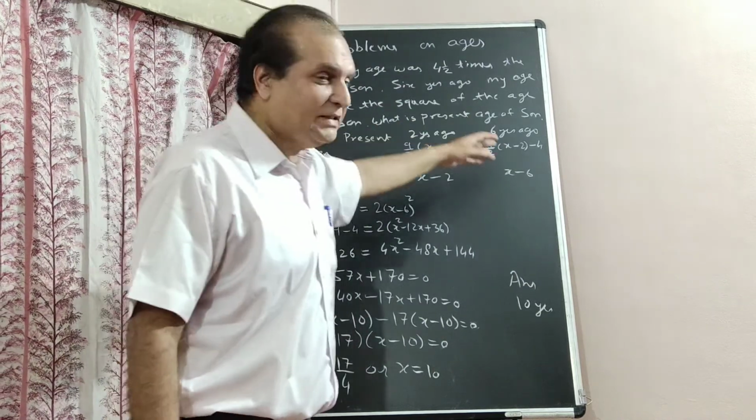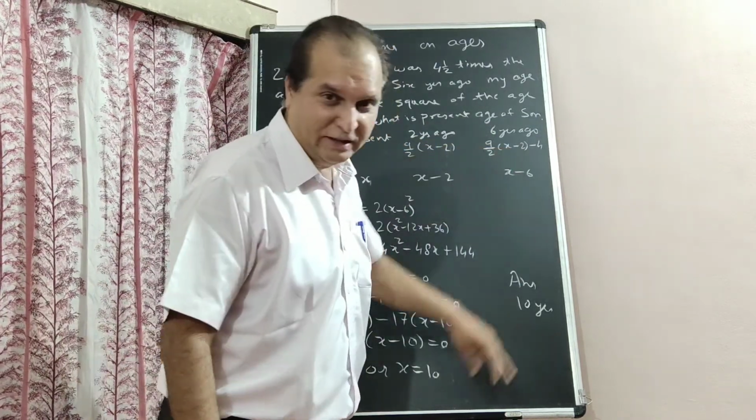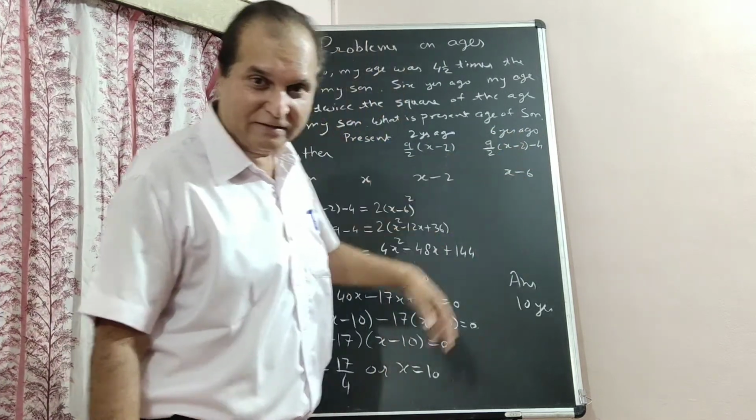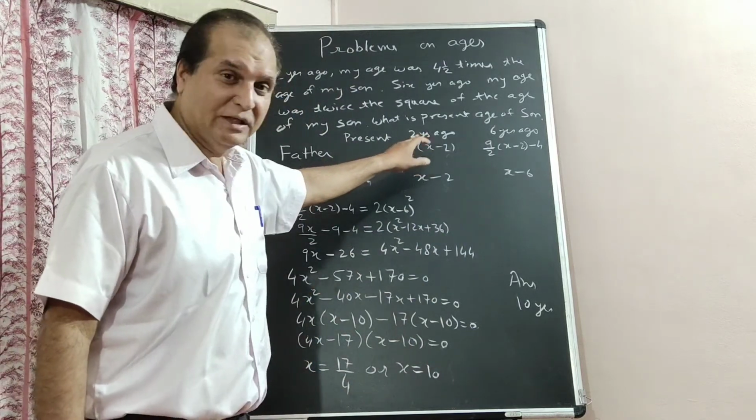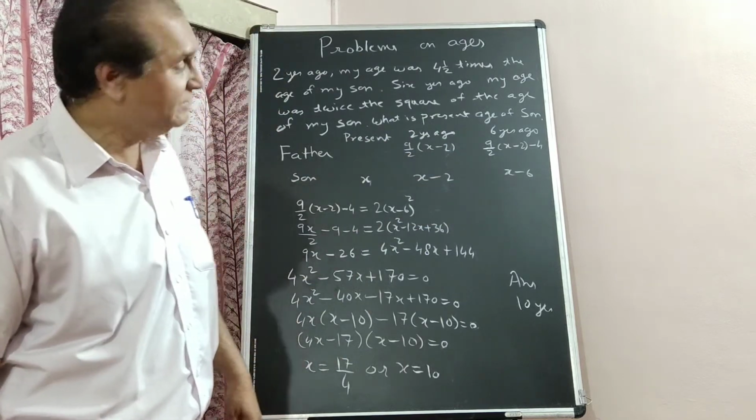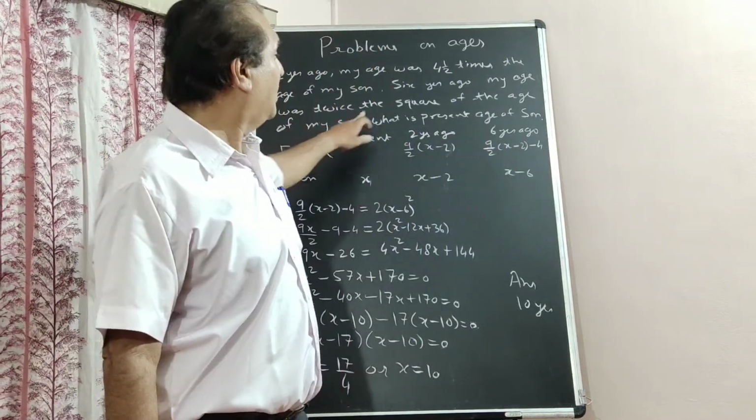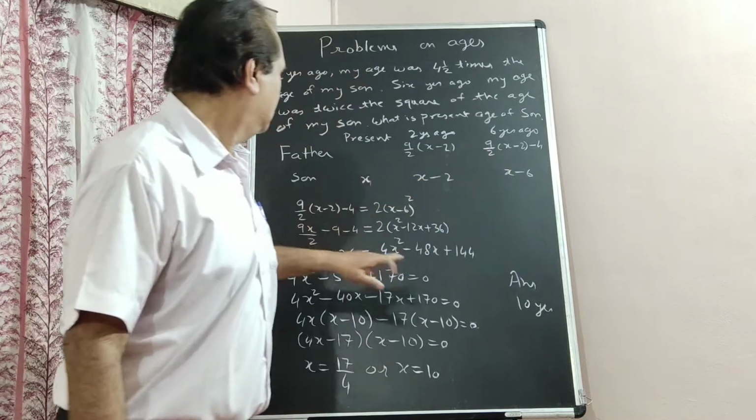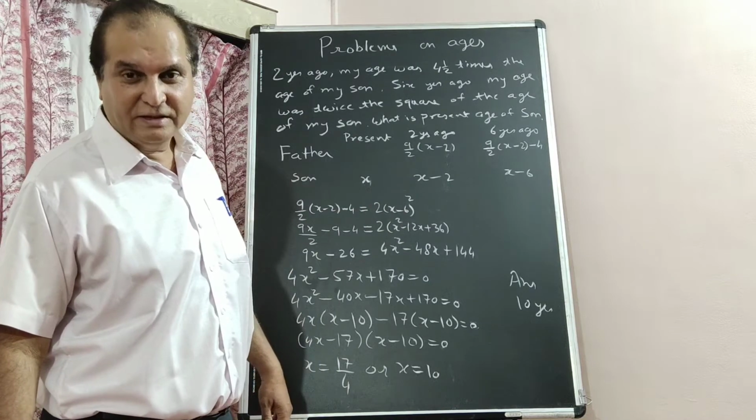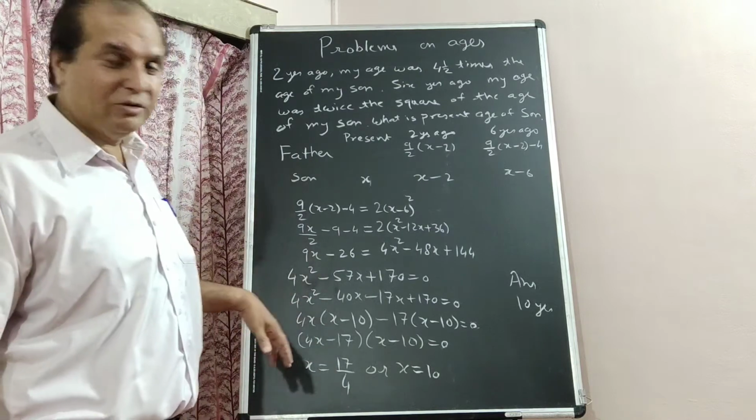Getting? And 6 years ago means 4 more years back. This year minus just 4 years. This is the age of father 6 years back. Getting? Because already we have written 2 years back, so for 6 years we will just subtract 4 from that. Now this condition is given: this age is twice the square of the son's age. This way we put the condition. Understanding? Now we just have to solve.